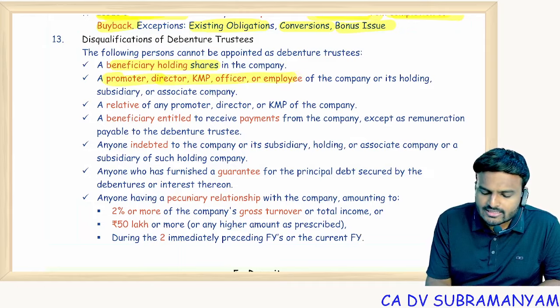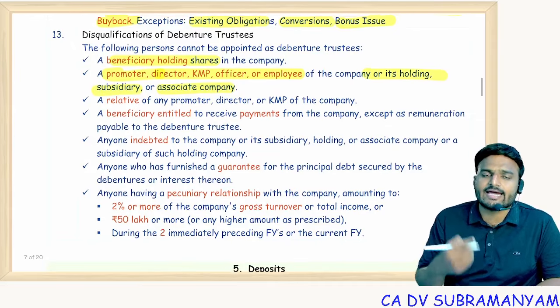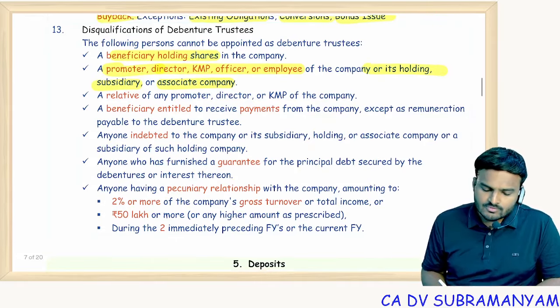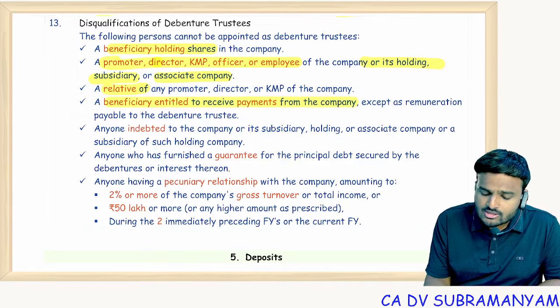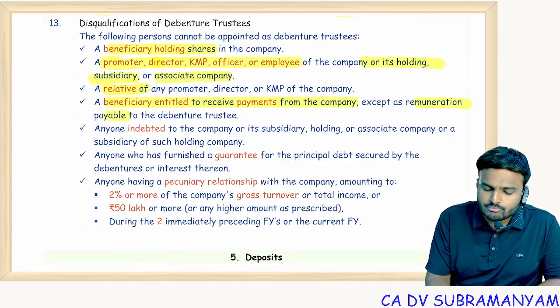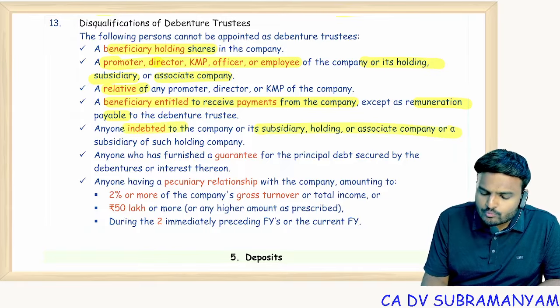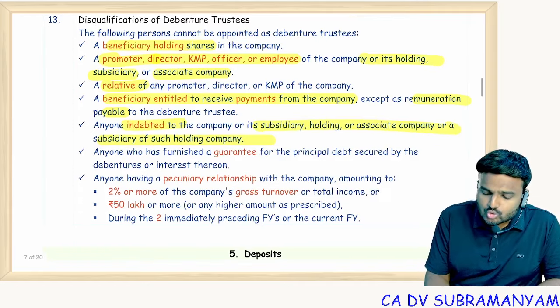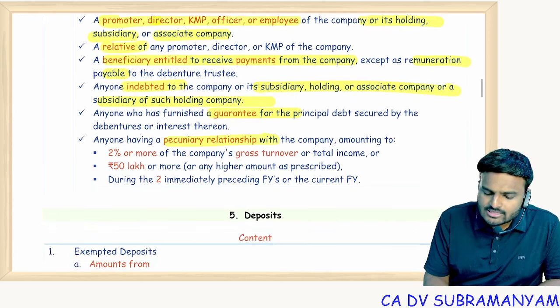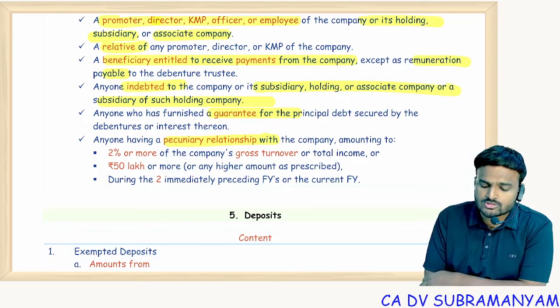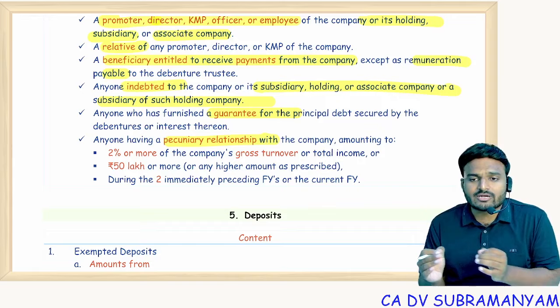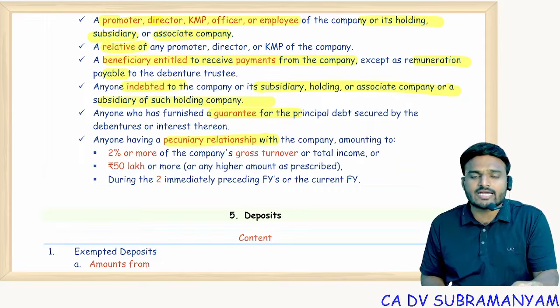Promoter, director, KMP, employee of the company or its holding company, associate company, subsidiary company, group companies, disqualified. Relatives of the above people are also disqualified. A creditor is also disqualified, except for remuneration. A debtor to the group company is also disqualified. A surety is disqualified, and a person having a pecuniary or material relationship, that is, the total transactions involved between the proposed candidate and the company.